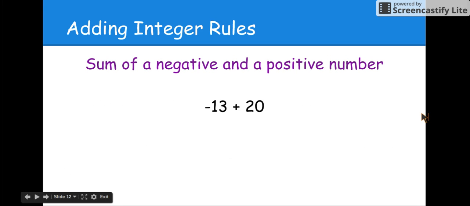Our next problem is negative 13 plus 20. So the first thing we do is find the difference of the numbers, and 20 minus 13 is 7. And then we look at the absolute values. We've got 20 and 13. Well, 20 has a larger absolute value, and 20 is positive, so that means 7 is positive. Our answer is positive 7.